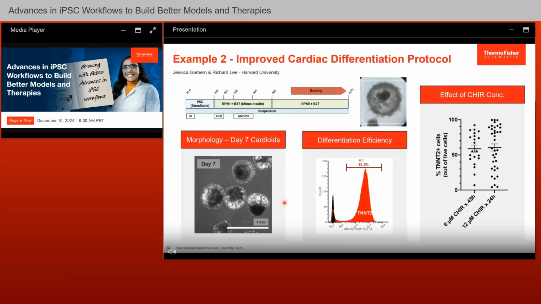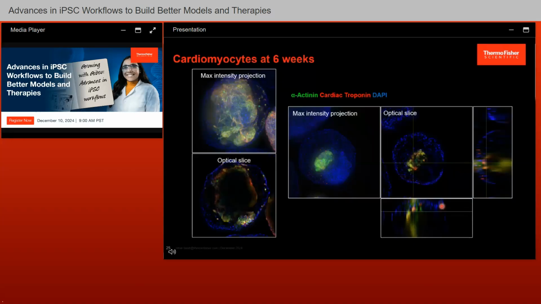And you can see here that we can achieve really high purity of TNNT2 positive cells with this particular protocol, in this case over 90%. But I should mention that the concentrations of these small molecules are very important and may need to be optimized for the particular cell line that's being used as well. But with that being said, after the initial first 2 weeks of differentiation of these cardioids, we can continue to culture them in suspension, allowing them to further develop and mature.